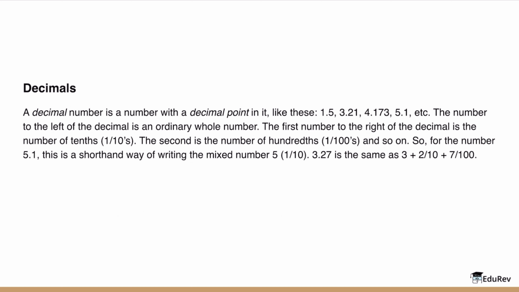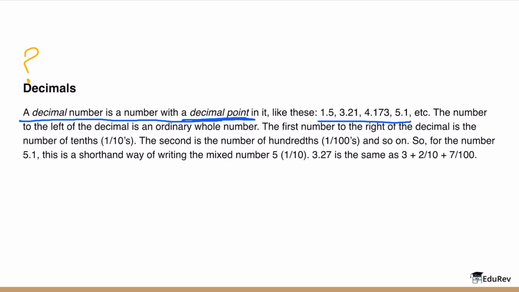Now we are going to study what decimals are. When I come to decimal, what comes into my mind? Obviously a point. So what is a decimal? A decimal number is a number with a decimal point in it. So any number which has a decimal point in it is a decimal, like the examples I have given here: 1.5, 3.21, 4.173, 5.1, etc.